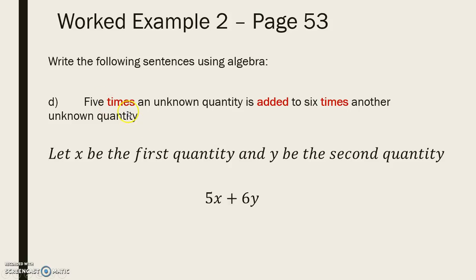5 times, that's multiply. Added is addition. 6 times. We notice we have two unknown quantities. So there are two variables. That's our first step. Let x be the first quantity, y be the second quantity. So we have 5 times one unknown, so that's 5x. 6 times another unknown, that's 6y. And we add them together, so it's 5x plus 6y.